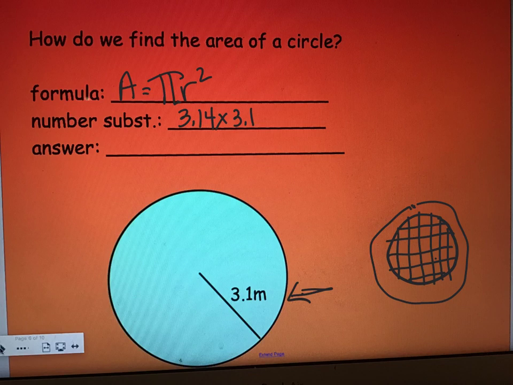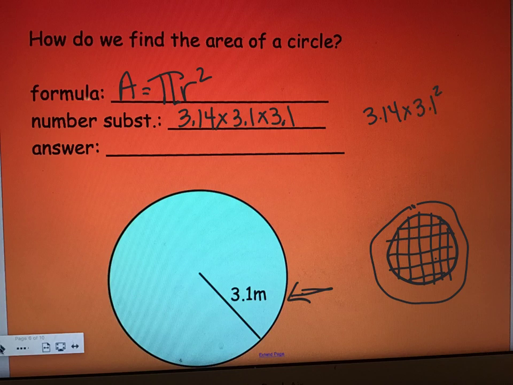Now, this squared gets a lot of kids. A lot of people think that means times 2, and it does absolutely not. A little exponent of a 2 means you need to write your radius twice. So I will actually write times 3.1 times 3.1 again, because exponents means write the number twice. You'll make way less mistakes if you do that. Some kids will write this. They'll write 3.14 times 3.1 squared.